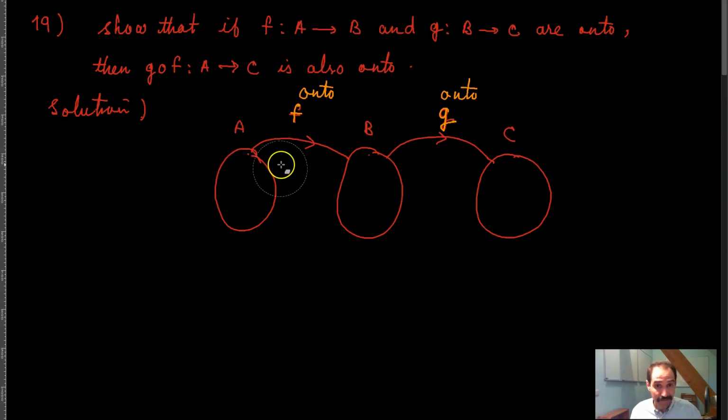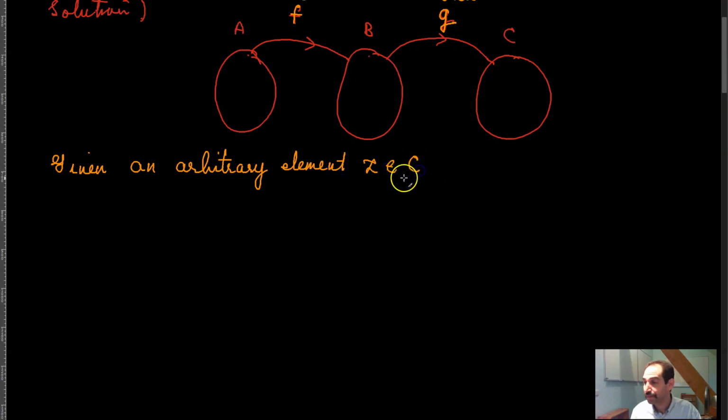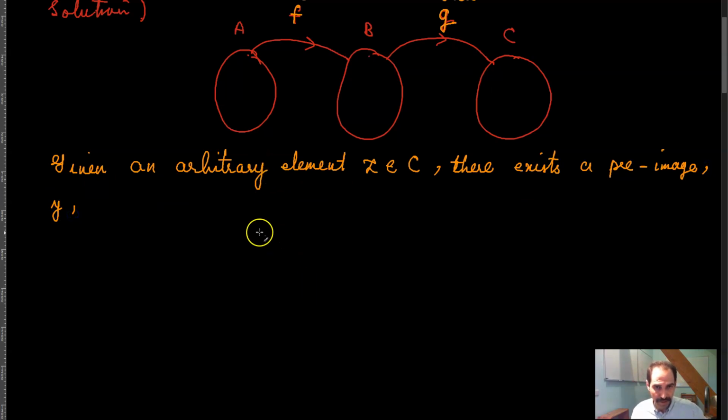Now, in order to do that, you can say that given an arbitrary element Z belonging to C, there exists a pre-image Y. There exists a pre-image, and you already know what the pre-image is.